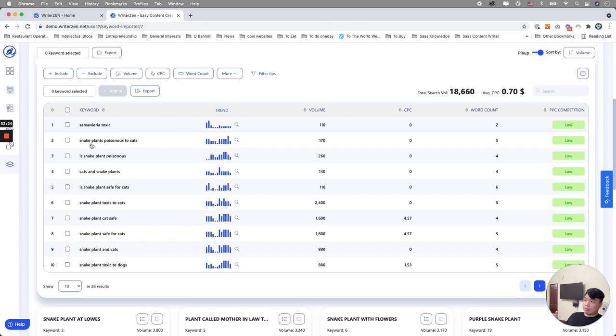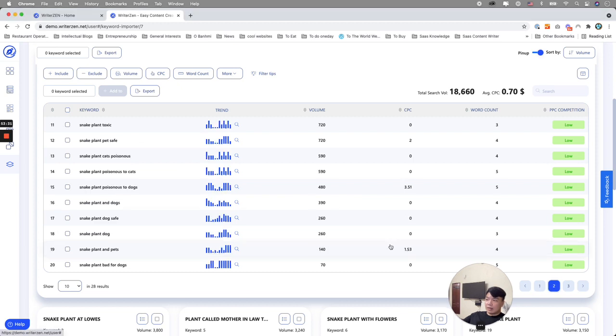So is it poisonous to cat? They rank the same, because they all consider that a pet, right? Is it poisonous to dogs? They also appear in the same. Is it safe for a dog? Is it safe for your pet?